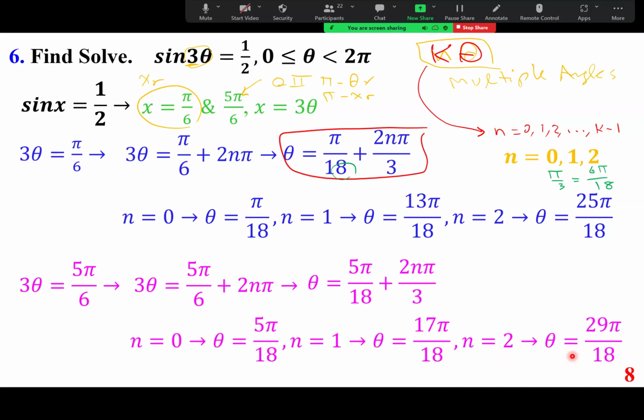So for this guy, you have how many answers? 2 answers. If it's a multiple, whatever this number is, times this. So this has 2 answers. 3 theta has 6 answers from 0 to 2 pi. If we have 5 theta, we have 5 times 2, 10 answers from 0 to 2 pi following this methodology.